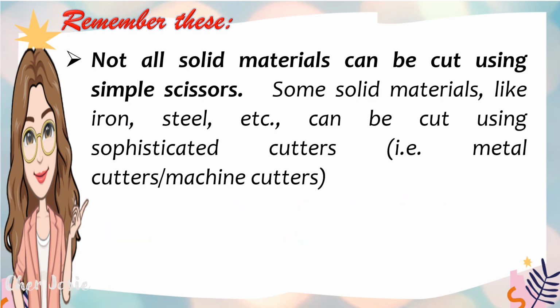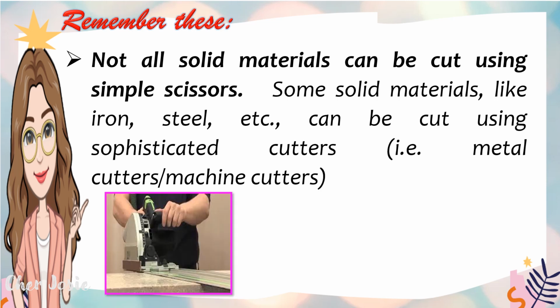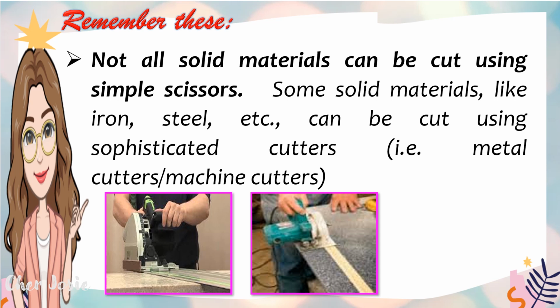As we all know, not all solid materials can be cut using simple scissors. Some solid materials like iron, steel, and so on can be cut using sophisticated cutters. For example, we're going to use metal cutters or machine cutters, just like in these pictures. They use machine cutters or sophisticated cutters to cut the different solid materials.